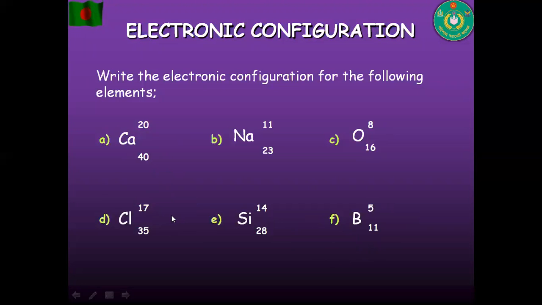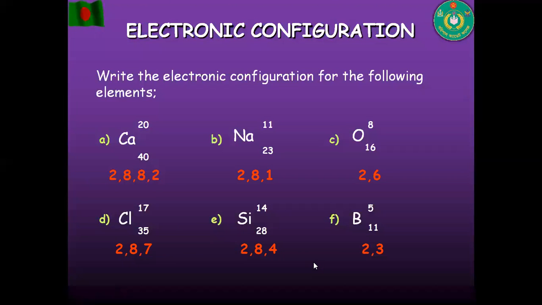Here, in case of sodium, 2,8,1. In case of calcium, 2,8,8,2. In case of oxygen, 2,6. In case of chlorine, 2,8,7. In case of silicon, 2,8,4. In case of boron, 2,3. These are the electronic configurations of the 6 elements according to the rules.